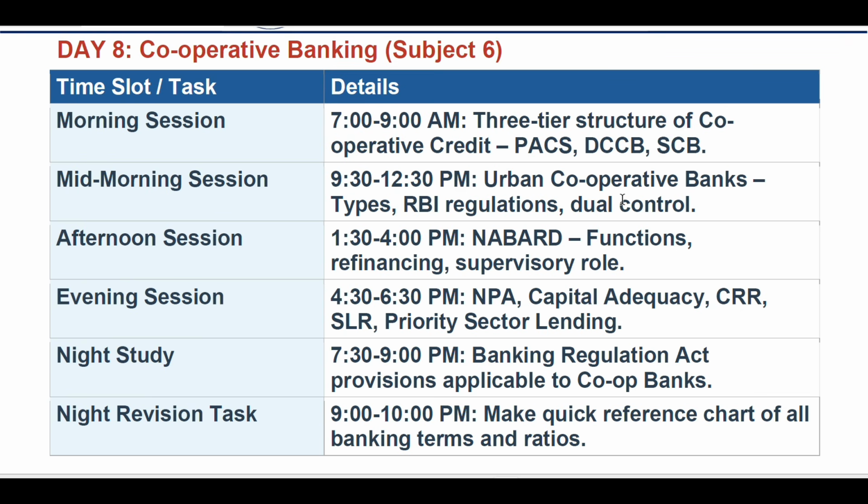Then NPA, capital adequacy, CRR, SLR, priority sector lending. This is again an important part. There might be a question asked like write short notes on NPA or capital adequacy or CRR.